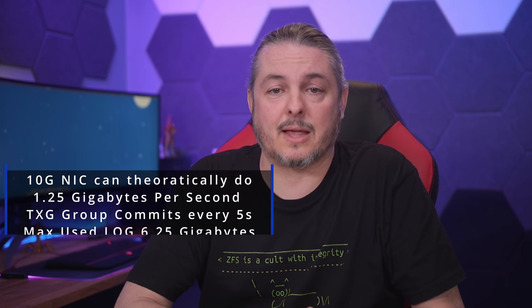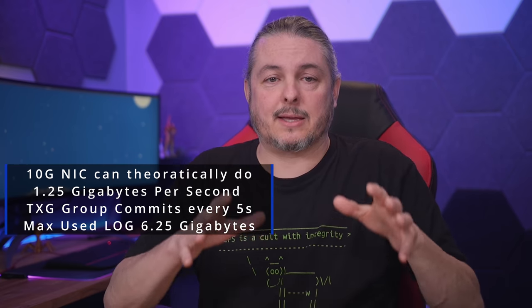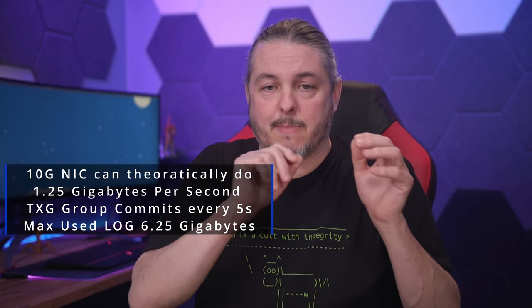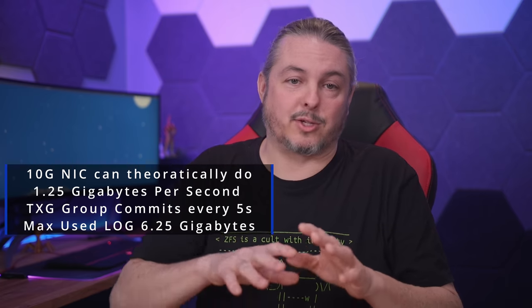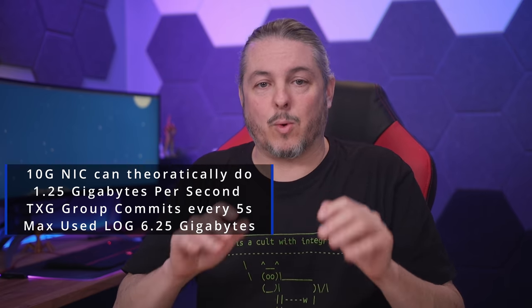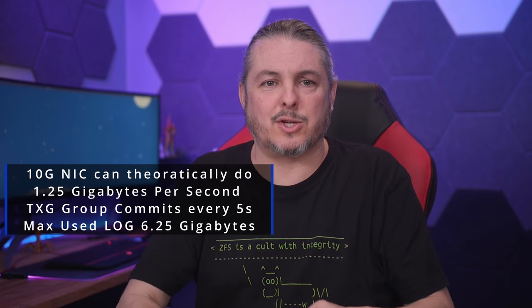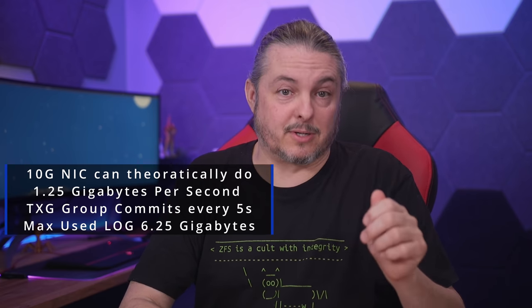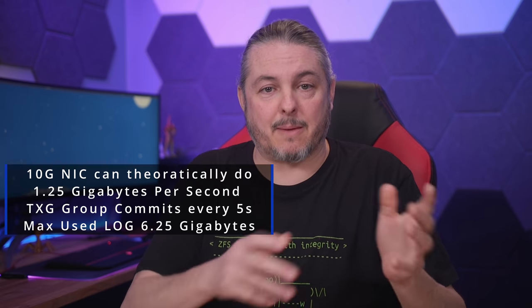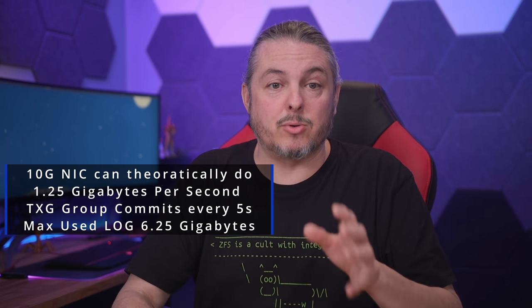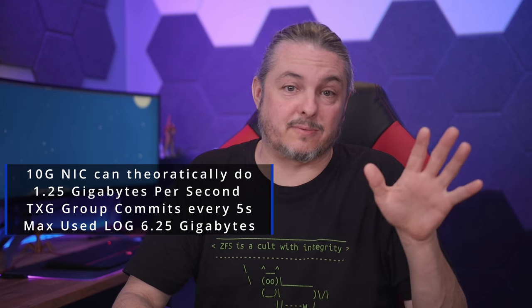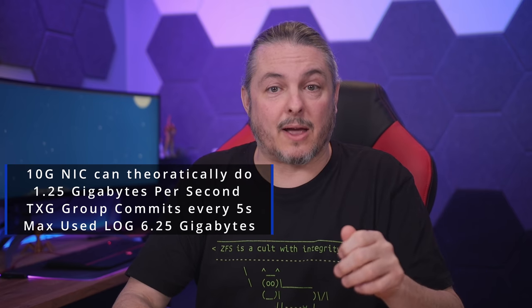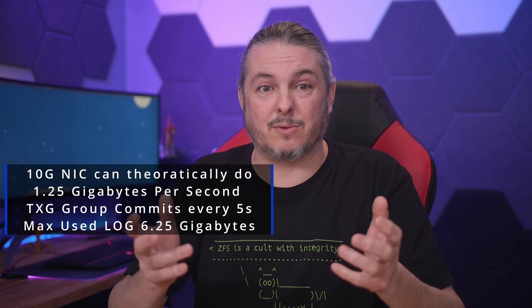So how much data is that? Let's use a 10 gigabit connection to your TrueNAS server as an example. With a max 10 gigabit connection, the maximum possible throughput, ignoring overheads and assuming one direction in a perfect situation, would be 1.25 gigabytes per second. And because that flush happens every 5 seconds, the most you would see written to your log device is 5 times 1.25, totaling 6.25 gigs.